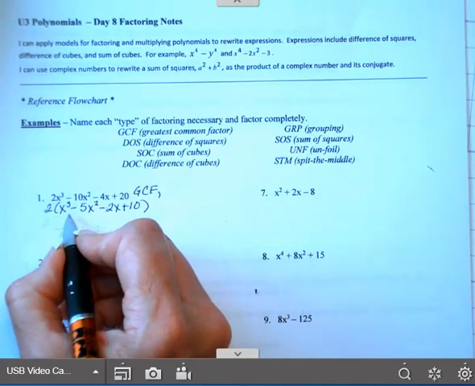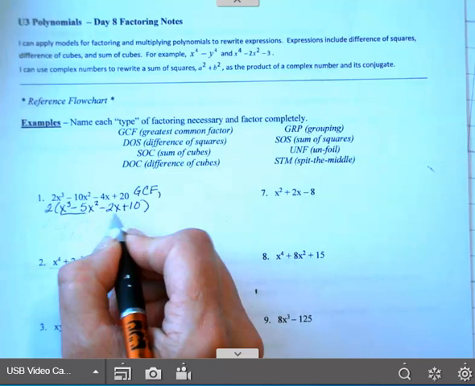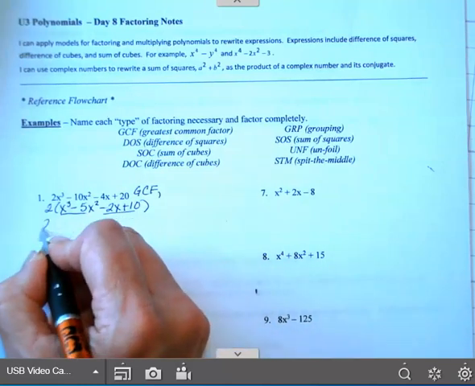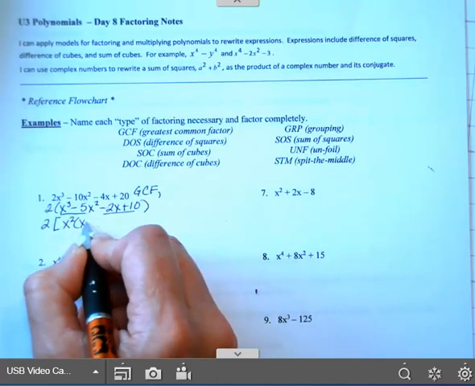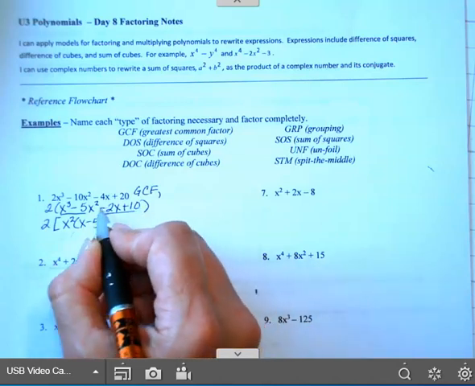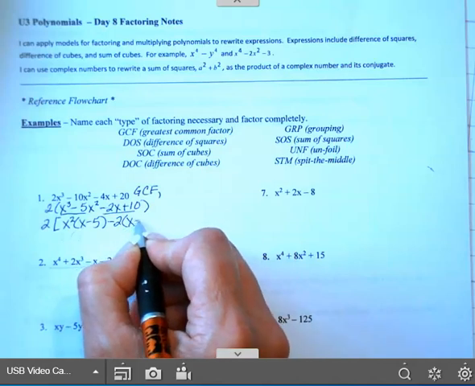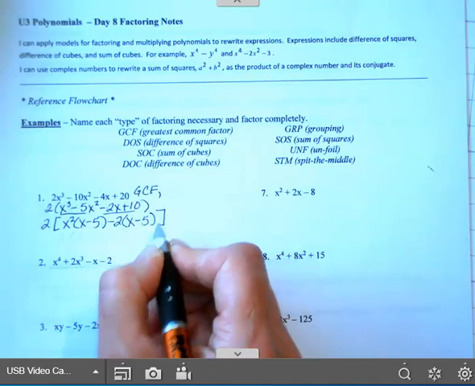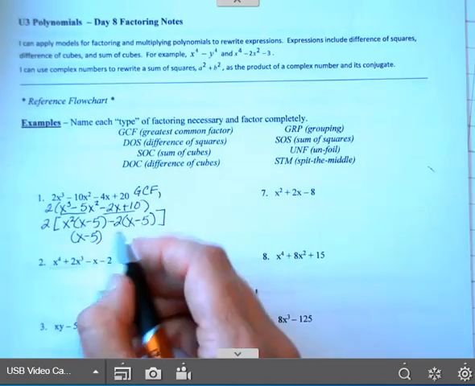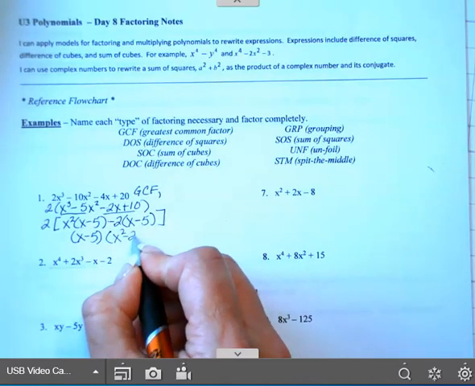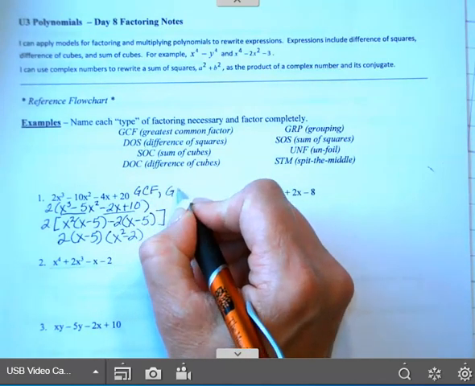And then notice they have 4 terms here. So under 4 terms, the first thing you should look at is grouping. So I'm going to underline each of those. The 2 stays on the outside. This first group has an x squared in common, and you're left with x minus 5. The next group, there's a minus here, so I have to factor it out. So I'll get negative 2, and then I have x minus 5. And now each of these have an x minus 5 I can take out. And that leaves me with x squared minus 2, and I still have a 2 on the outside. So I use greatest common factor, and I use grouping for this one.